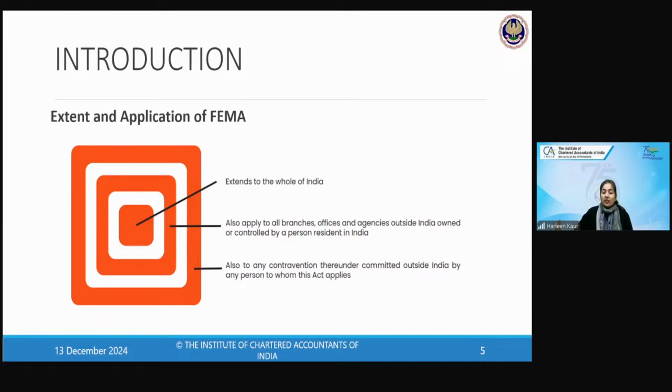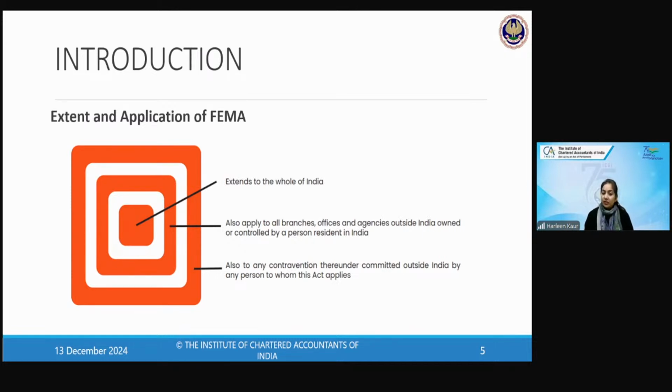Now, does FEMA extend to the whole of India or only a few states? It extends to the whole of India, and also to the branches, offices and agencies outside India which are controlled by a person resident in India. The very important definitions of FEMA are who is a person resident in India and who are the people who are not considered to be resident in India. So although it extends to the whole of India, it also covers any branch office which has been formed outside India.